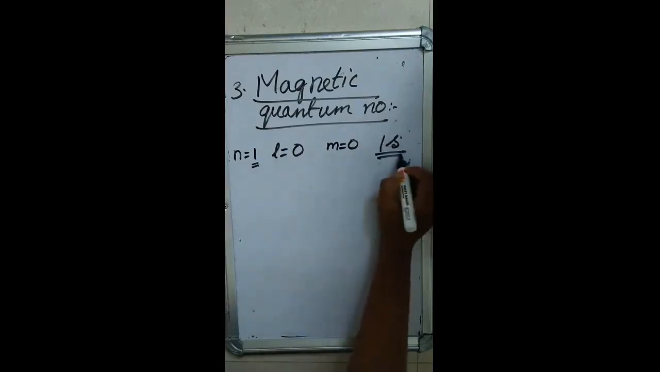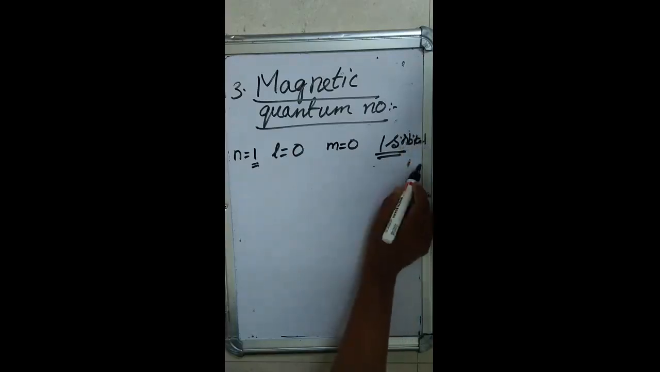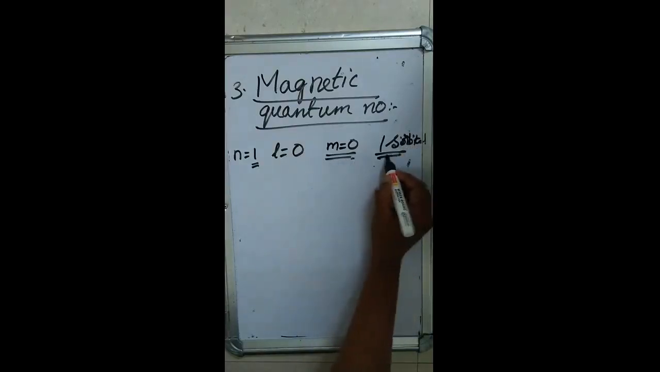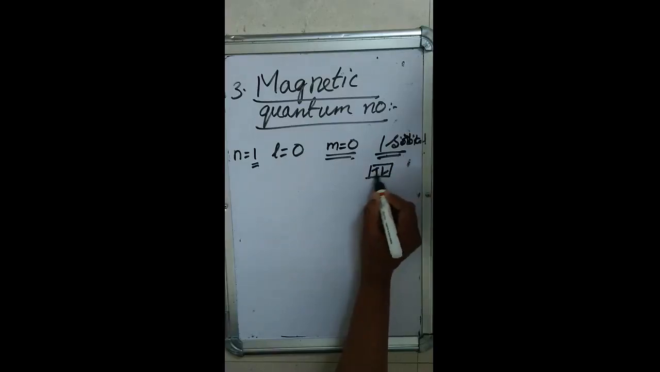That means this 1s is nothing but a 1s orbital. Now I am writing it as a 1s orbital because I introduced the m value. A 1s orbital means one box like this, in which I have to accommodate electrons. I already told you a maximum of 2 electrons can be accommodated in an orbital.